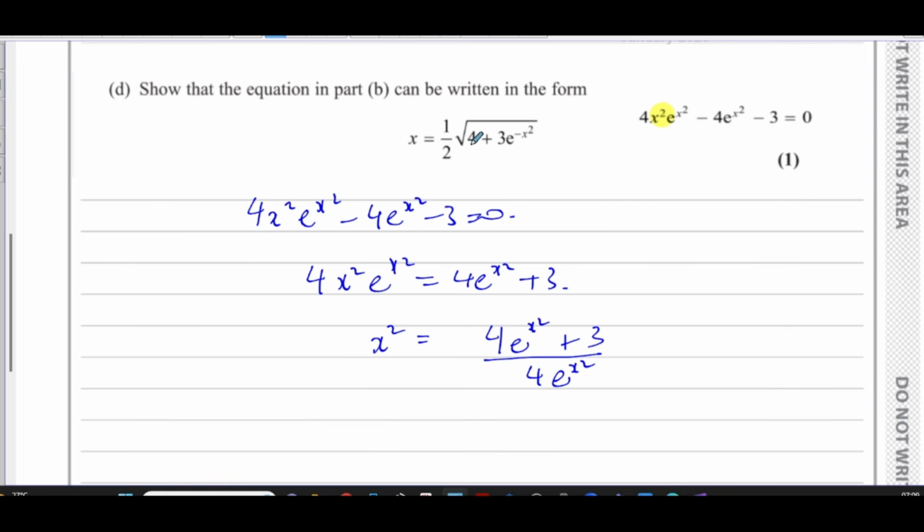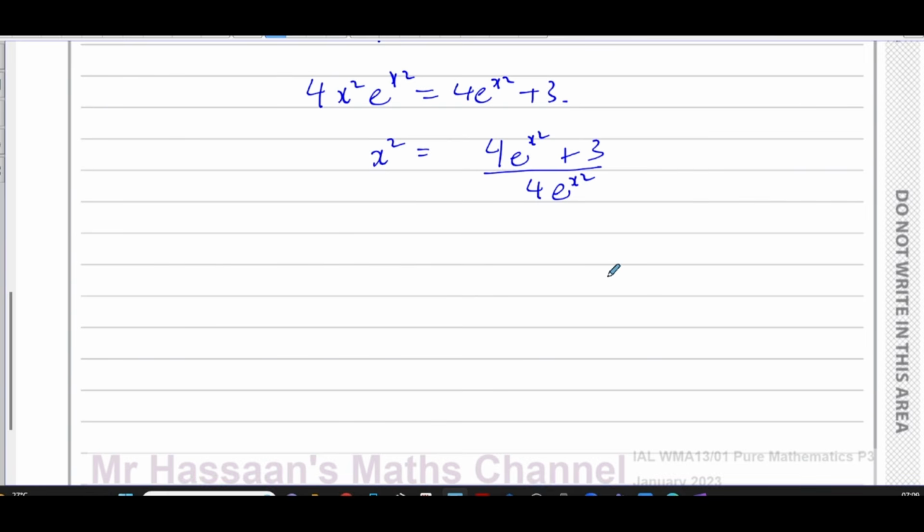So we can see we have two separate terms here, so I'm going to split this up into two separate terms as well. This gives me 4e to the power of x squared over 4e to the power of x squared plus 3 over 4. And I'll write this e to the power of x squared in the numerator. So I'm going to have 3 over 4 e to the power of minus x squared, because it starts off as 3 over 4e to the power of x squared. I'm going to write this in the numerator, with the negative power.